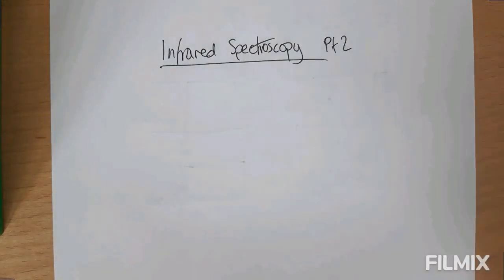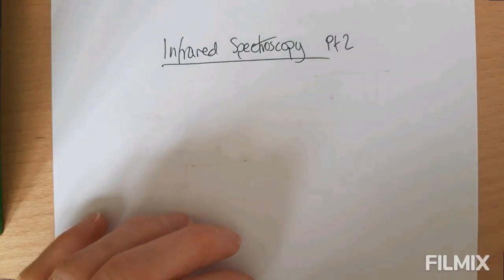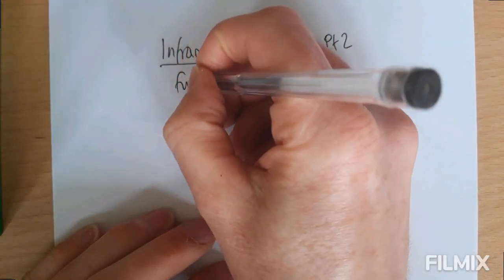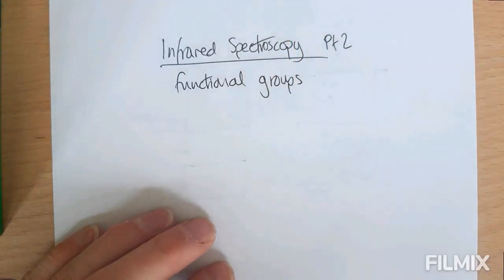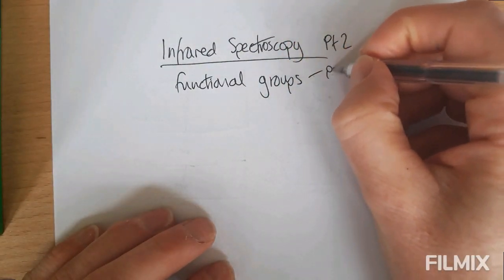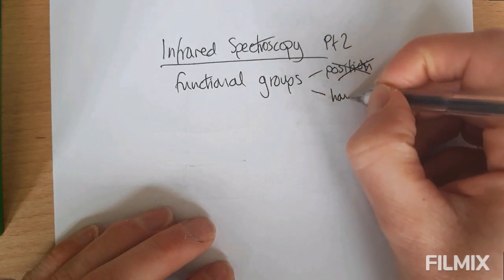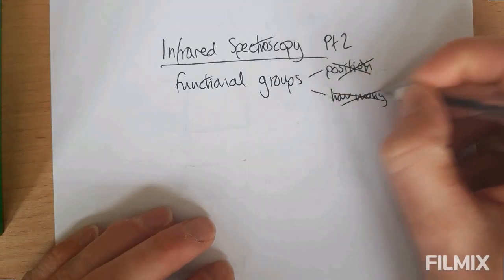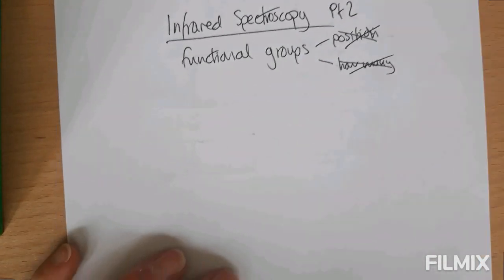So infrared spectroscopy is not a difficult topic as long as you understand its limitations. Its limitations are that it can only tell you what functional groups you have in a molecule. It cannot tell you anything about their position. It cannot tell you how many of a functional group, so it can't tell you how many carbon-carbon double bonds, for example, or how many alcohol OH groups it's got. It just can't do it. It can just tell you whether they are in the molecule or not.